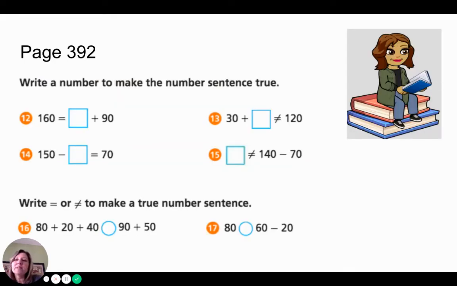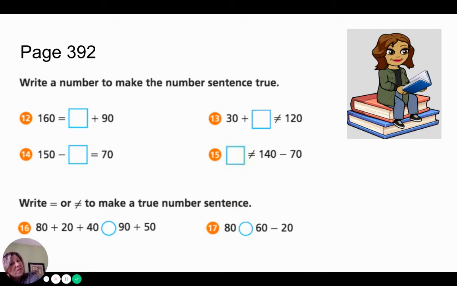All right, we're going to practice with trying to make the number sentences true. So we have to come up with a number to make the number sentences true. Number 12 and number 14 using equal signs. Okay, so we want to come up with a number. 90 plus something equals 160. And 150 minus 70 equals something, or 70 plus something equals 150.